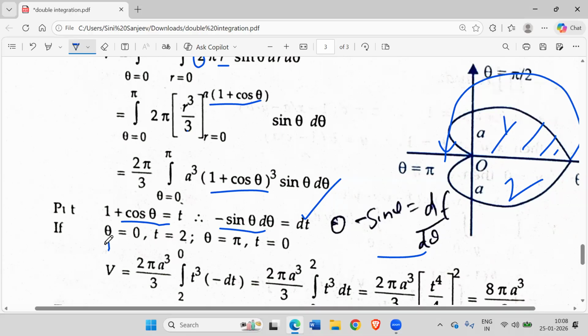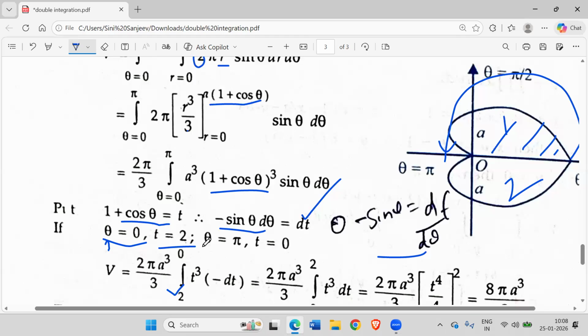So what you have to do is take the calculator, okay, and put 1 plus cos theta. And make sure the calculator is in radian. Okay, then press calc in the calculator. There will be a button calc. Put 0 in that. Then press equal to. Then I'll get the t value as 2. That will be your lower limit.